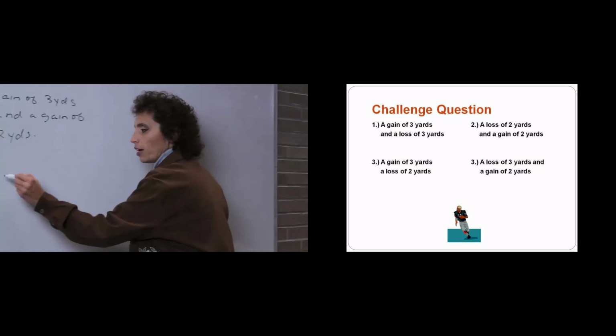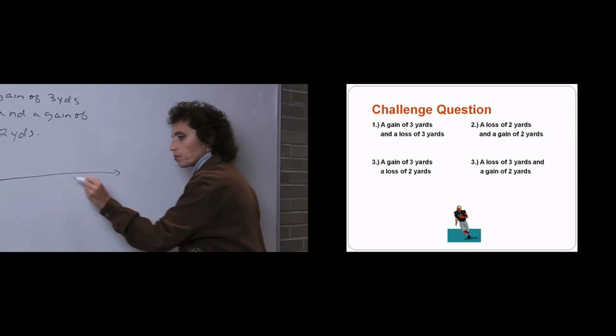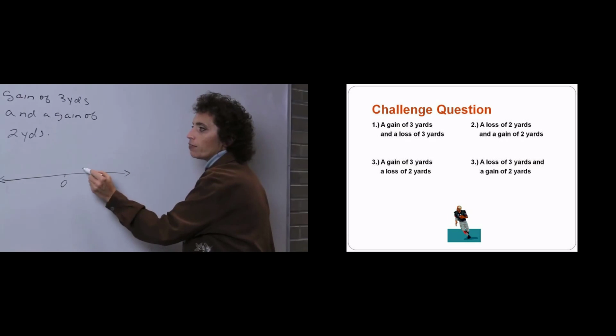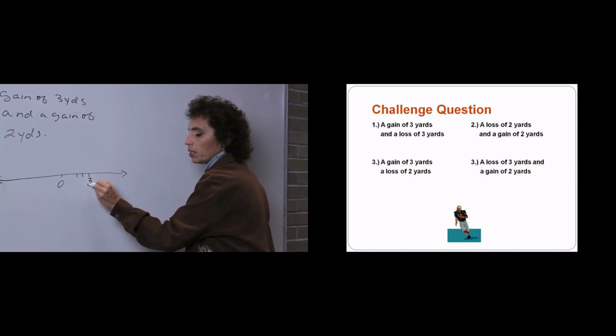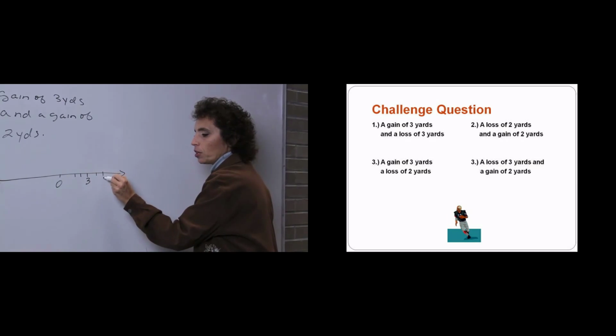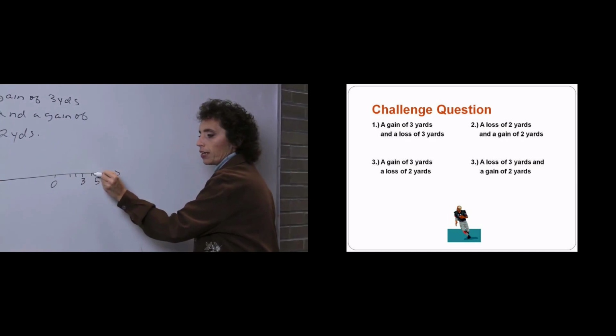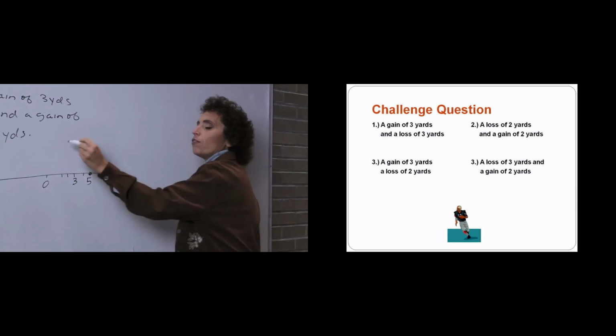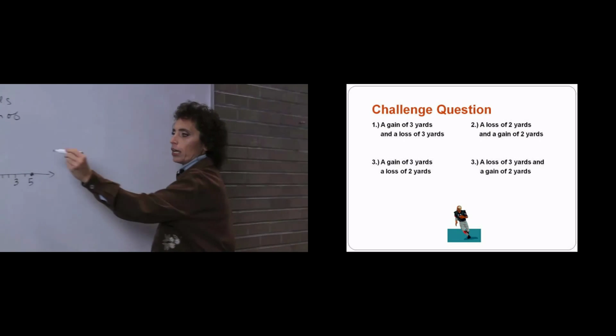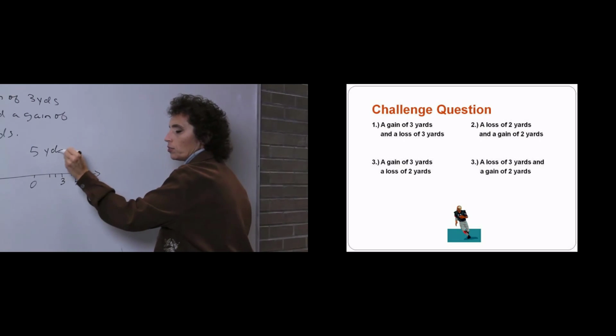All right, anyway, a gain of 3 yards and a gain of 2 yards. Well, if I look at the number line and I have a gain of 3 yards and then a gain of 2 yards, that puts me at 5 yards gained.